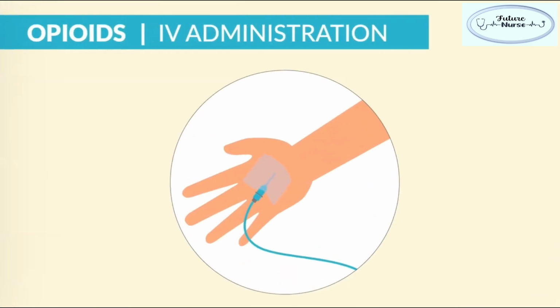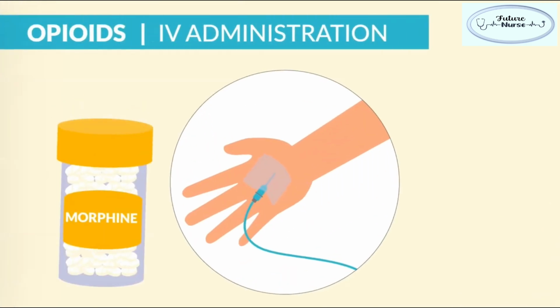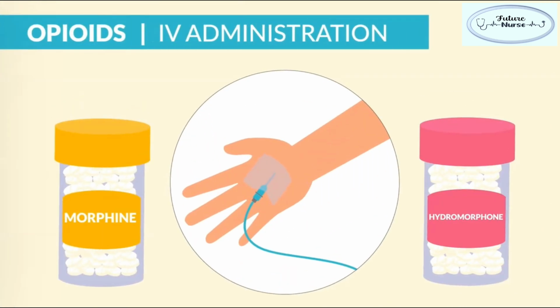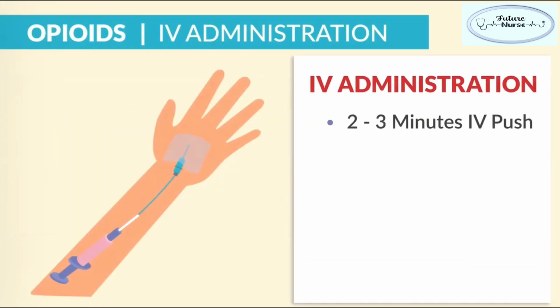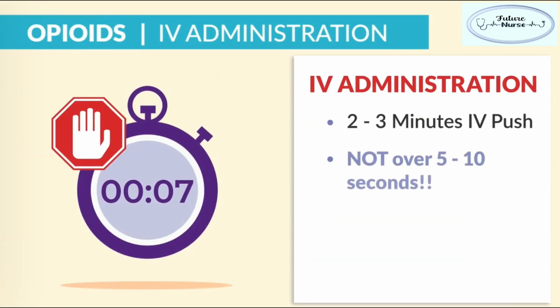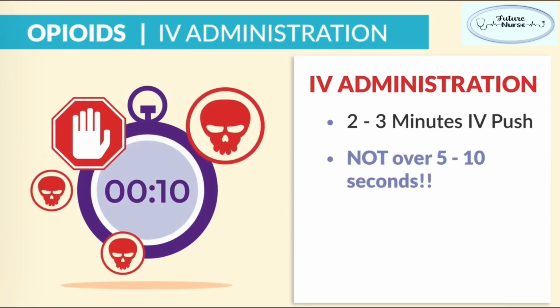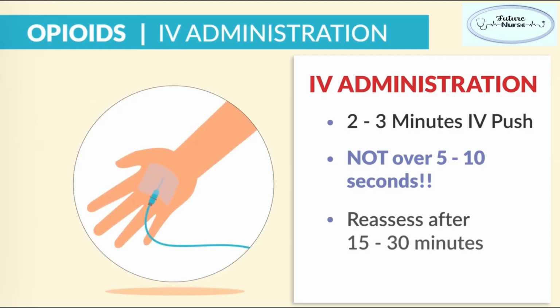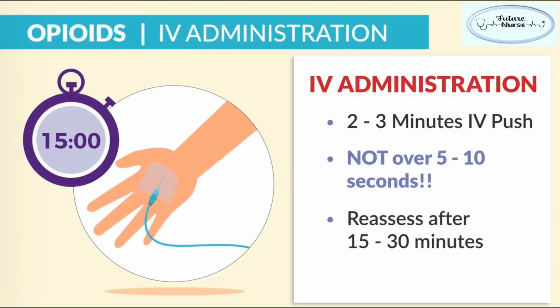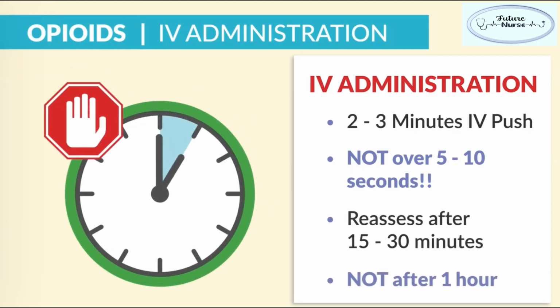Now, as far as IV administration of opioids like morphine and hydromorphone, guys, we administer over 2 to 3 minutes IV push. Big key term, not over 5 to 10 seconds. A fast push usually means a fast death. And we reassess after 15 to 30 minutes, not after an hour. Those are usually for PO opioids.